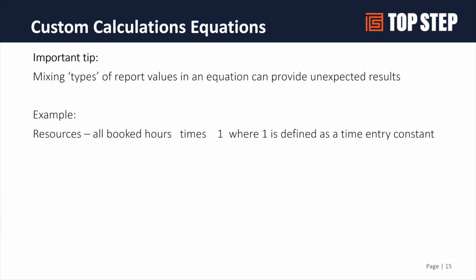If I do a booked hours calc times a constant based on a time entry, it seems to work as long as there's time against the project. If I run this against a project with no time, I get no value. And that's because you're mixing the calculations. You're mixing bookings and time entries in the calc. So you have to make sure to have the right type of constant as you're applying it to different values in order to get the expected output.